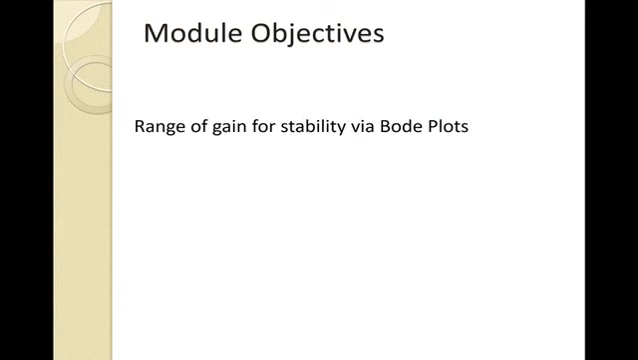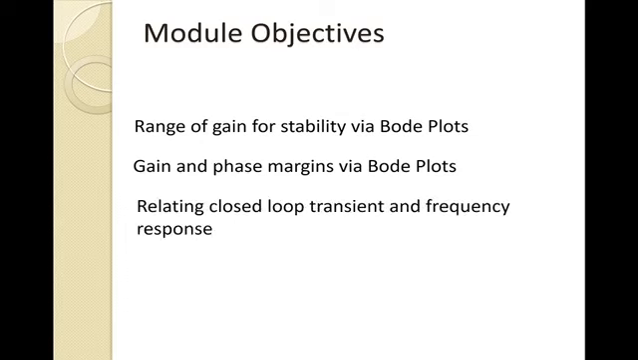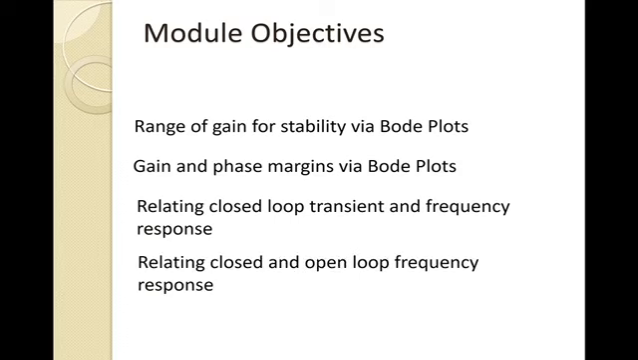The objectives of today's module are to look at range of gain for stability using Bode plots. Then we'll look at gain and phase margin for Bode plots, which we previously saw for the Nyquist diagrams in a previous lecture. Then we're going to relate closed-loop transient and frequency response, and finally, we're going to relate closed and open-loop frequency response.